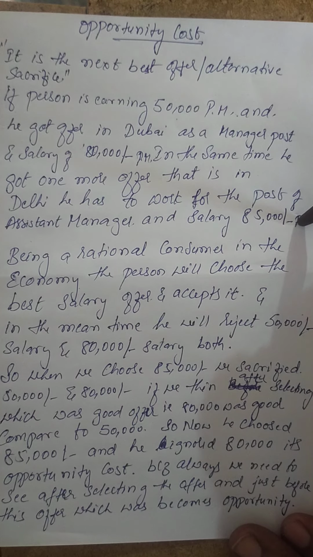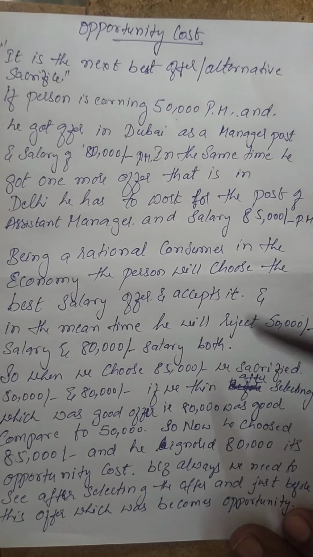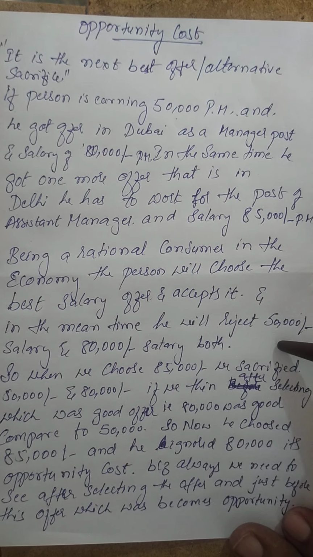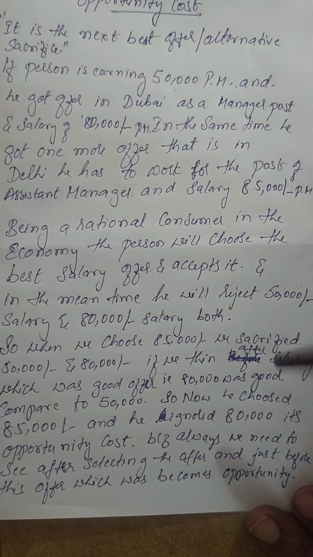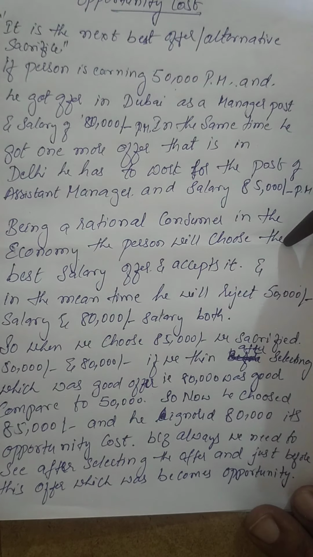This 85,000 increases my income. So I decided to go for this 85,000 salary. Now what happens when this happens? Being a rational customer, I go for the best salary, which is 85,000. It means that, being a rational customer, I do that.